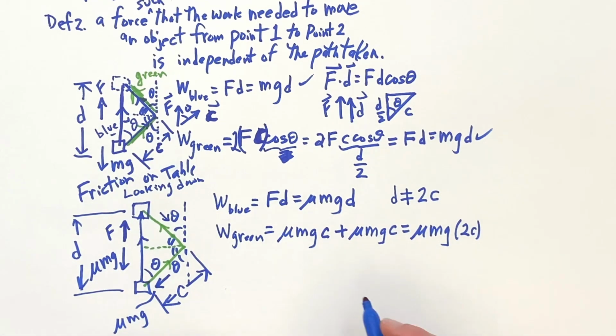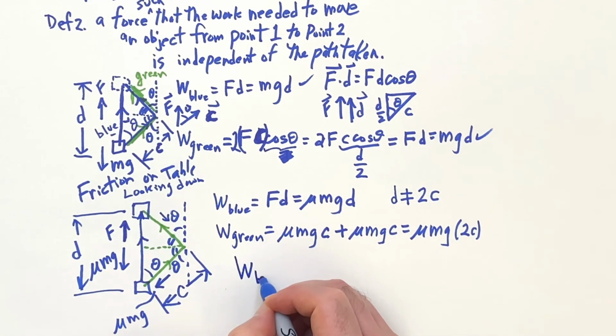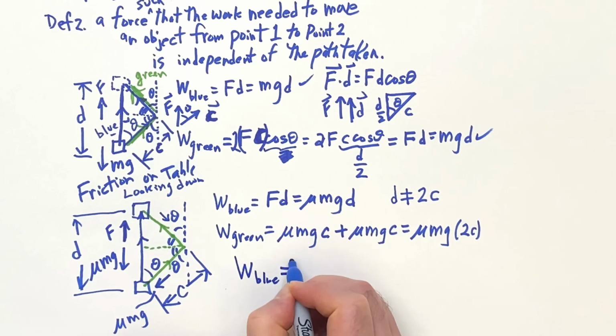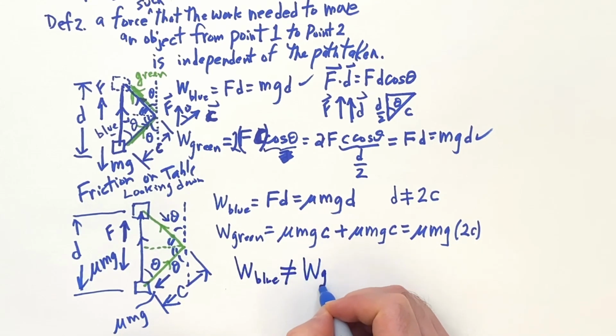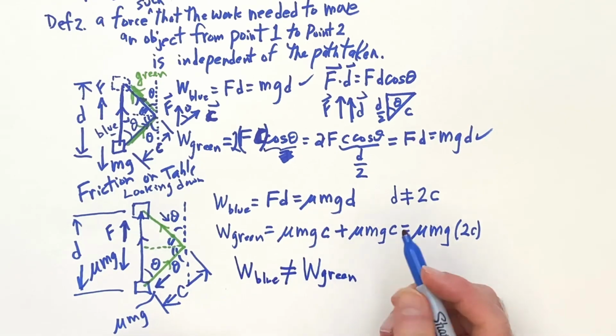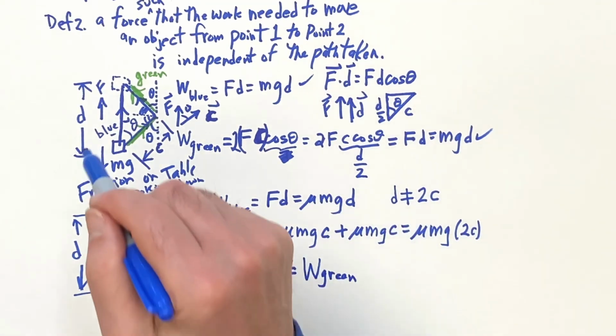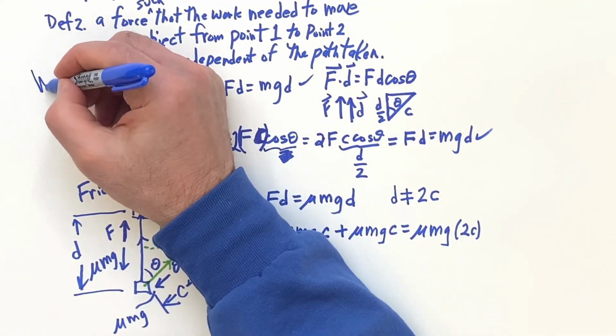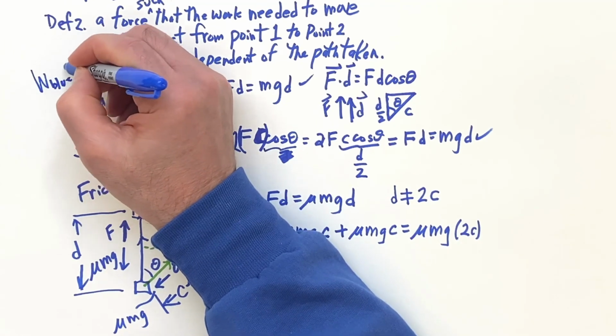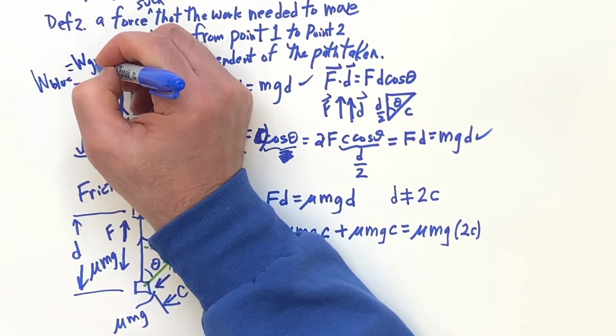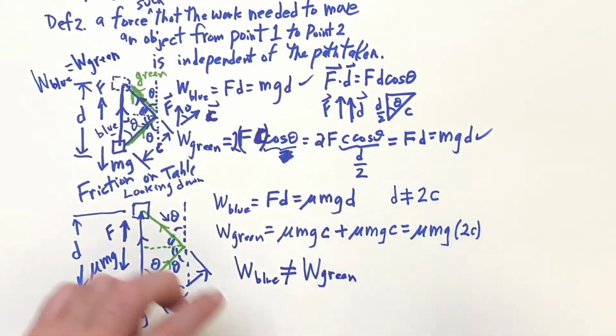So the path is not independent because the work done along the blue is not equal to the work done along the green path. While in this case up here, the work done along the blue path is indeed equal to the work done along the green path.